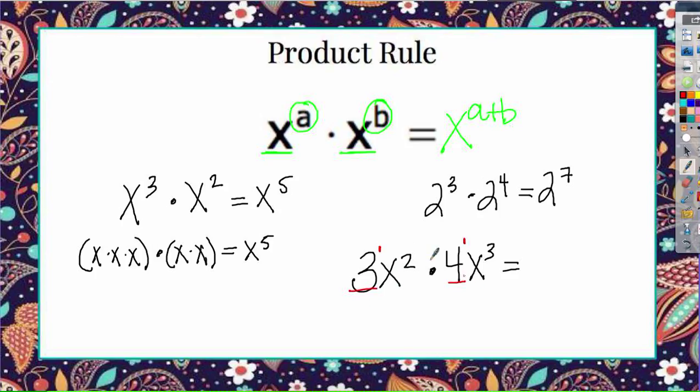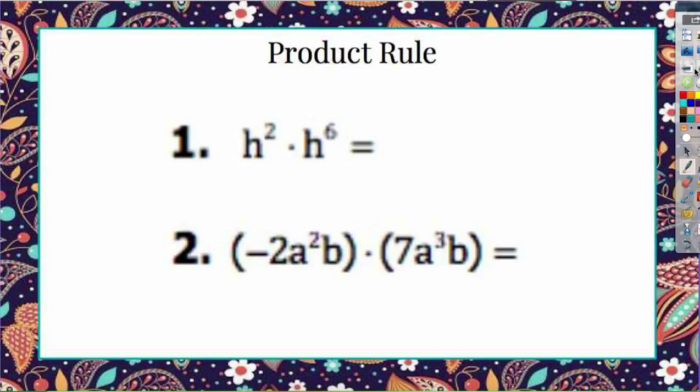So if I see a situation like this, I am simply going to multiply the numbers out front like normal. 3 times 4 gives me 12. And then since I'm multiplying the same variable, same base, then I will keep it x, and I will add the exponent. So this is x to the 5th power. So you have a couple examples in your notes of these. We have h squared times h to the 6th. That should be h to the 8th.